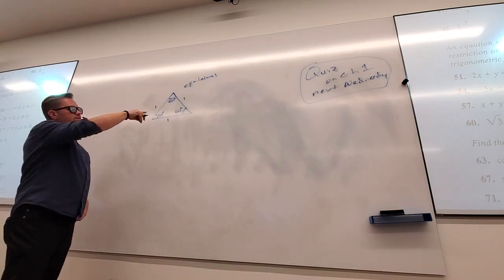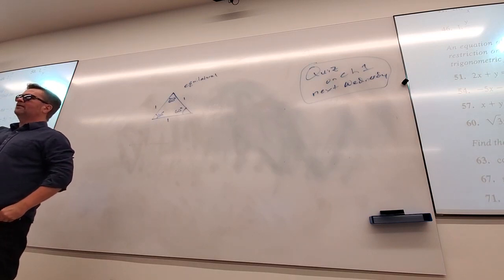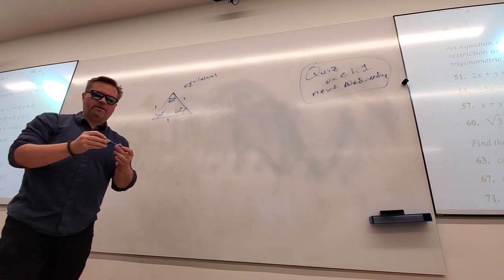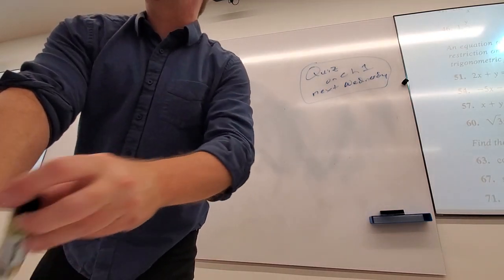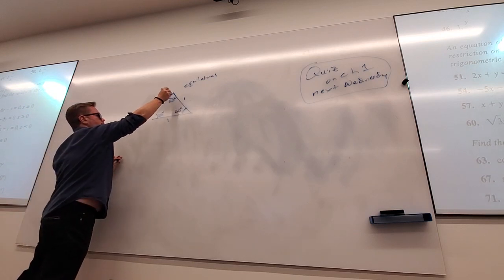Okay. Is there a right triangle there somewhere? Yeah. There is. I could make one. The simplest way to make a right triangle in there is just to drop a line from the top. Are you guys with me? What is it going to do to this angle if I do that?